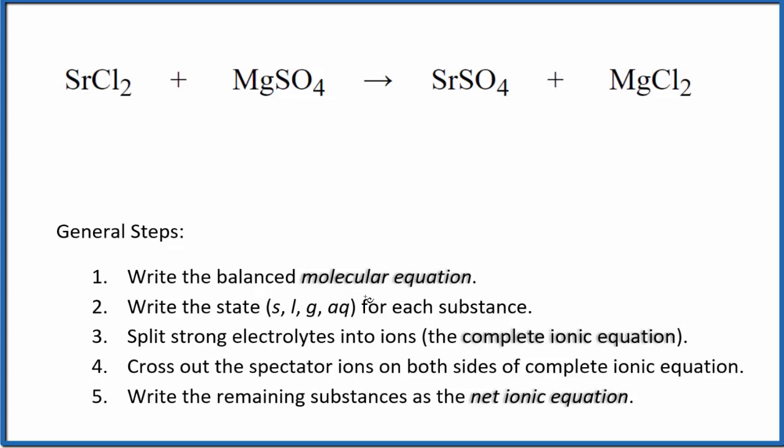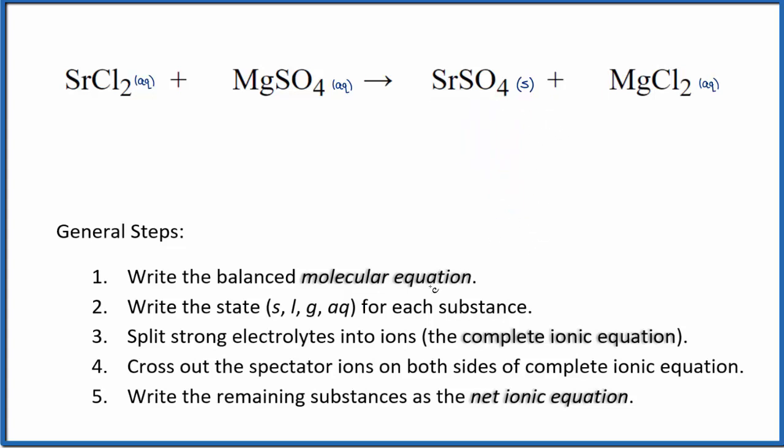Next, we'll write the state for each substance. That'll look like this. Compounds with the chloride ion are very soluble, so these two substances will be soluble, and compounds with the sulfate in general are soluble, with a few exceptions. One of the exceptions is strontium sulfate. Strontium sulfate is insoluble in water. So when these two substances react, we form strontium sulfate. It's insoluble, so it falls to the bottom of the test tube as a precipitate. So those are the states.